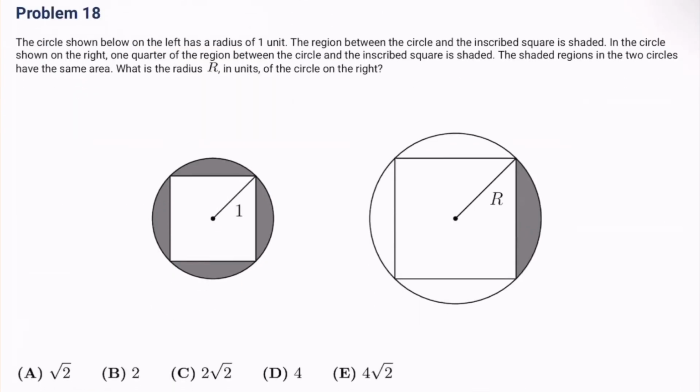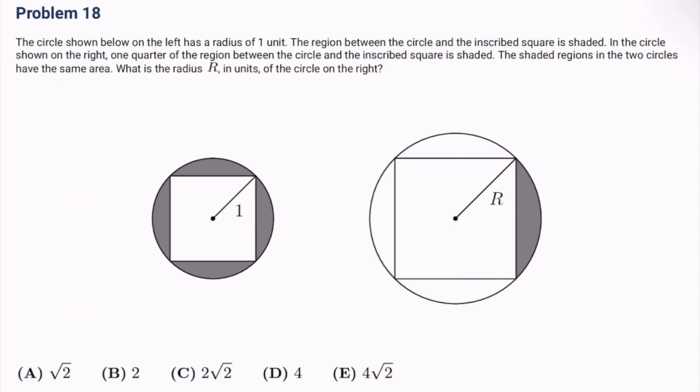Okay, problem 18. The circle below on the left has a radius of 1 unit. The region between the circle and the inscribed square is shaded. In the circle shown on the right, 1/4 of the region between the circle and the inscribed square is shaded. The shaded regions in the 2 circles have the same area. What is the radius r in units of the circle on the right?